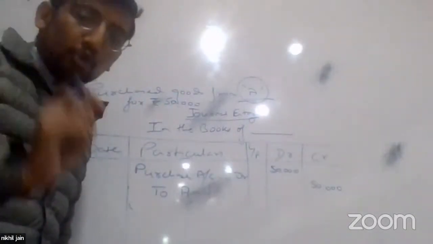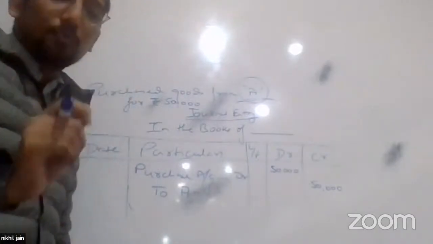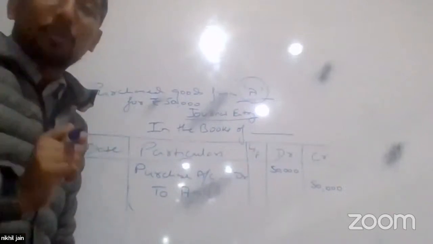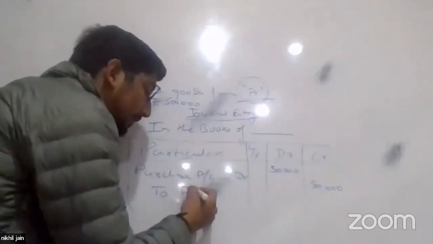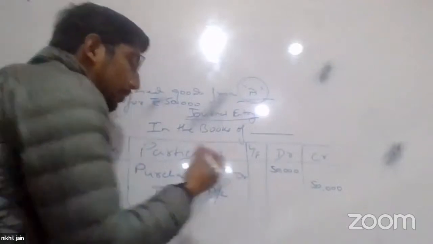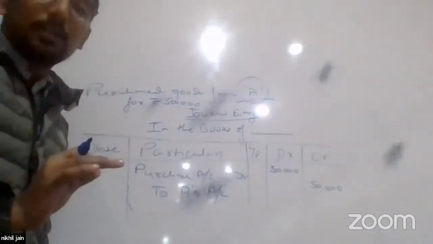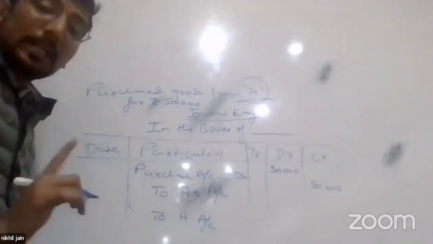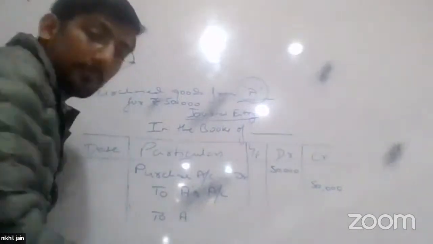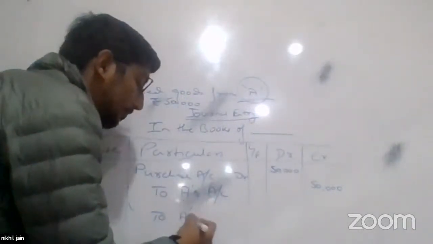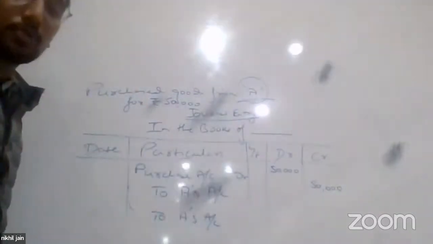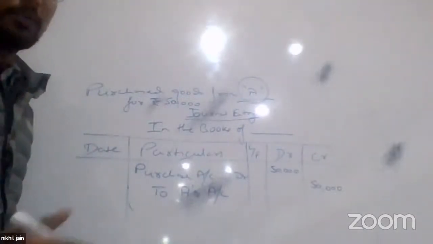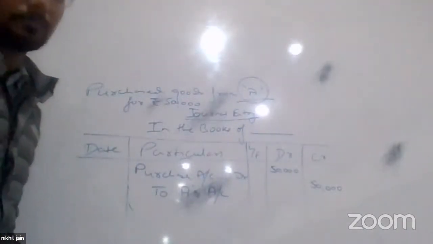Now, if you want to use account with the name, then we will have to add apostrophe s in the name. That means we will be writing A's account. We cannot write "To A account". Never. Either we will write To A or To A's account. Apostrophe s is necessary. We generally make this mistake whenever we are writing the name.